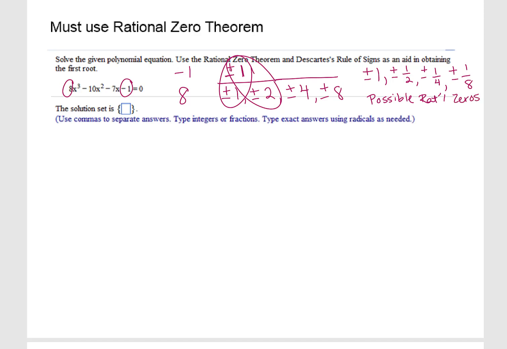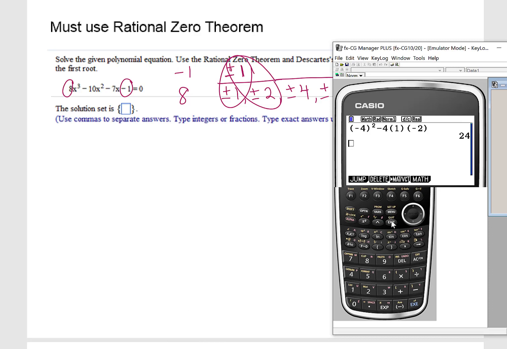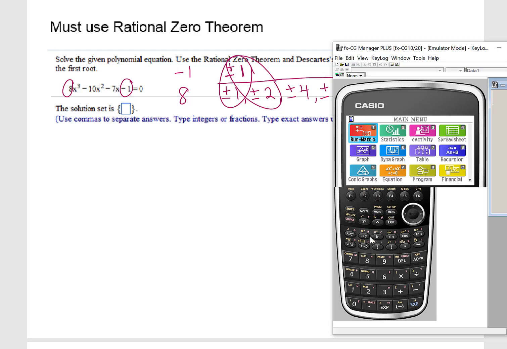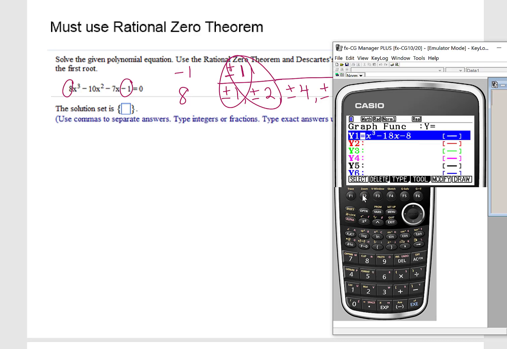Okay, now those are all the possible rational zeros. Let's actually identify the actual rational zeros. Go ahead and graph it. 8x to the third power minus 10x squared minus 7x minus 1. Okay, check it real quick.